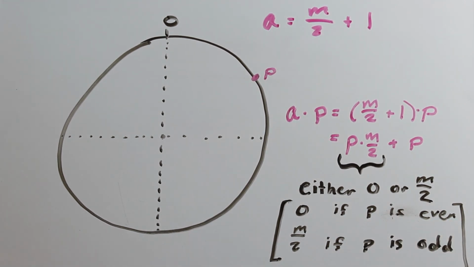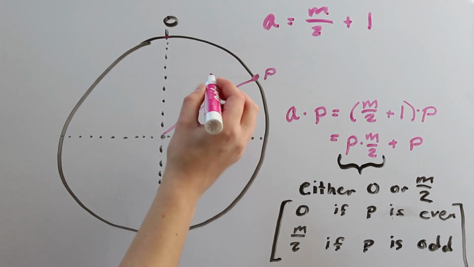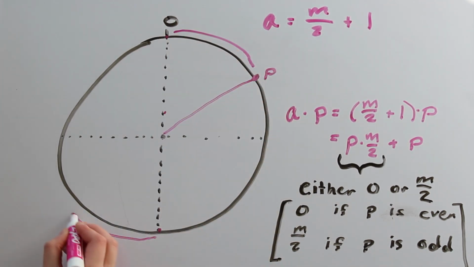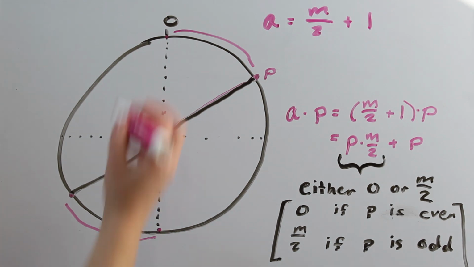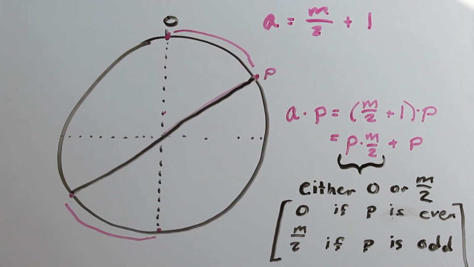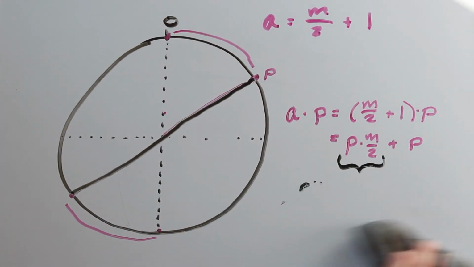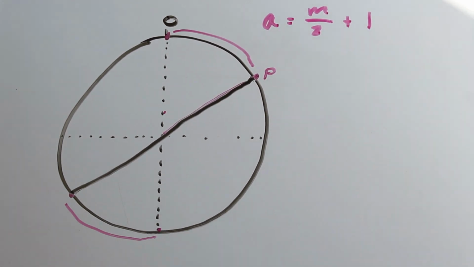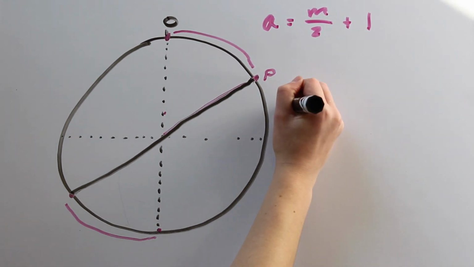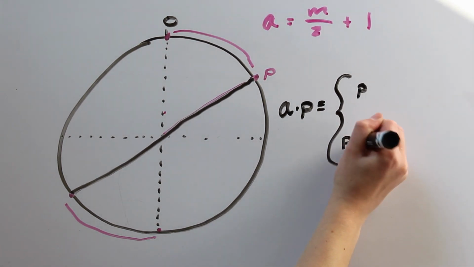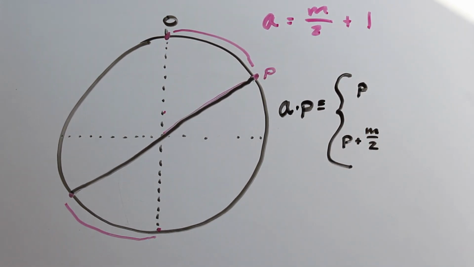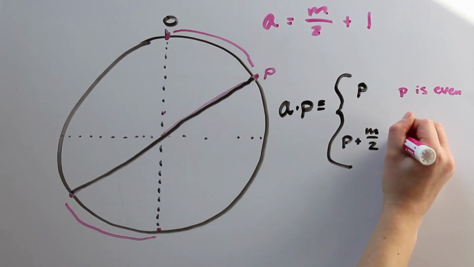So, if P is odd, then P times M over 2 will land on M over 2, and going an extra P points around the circle will be directly across the circle from P. Now, if P is even, then P times M over 2 will land on 0, and adding an extra P points will just bring us back to P, so we don't need to draw a line. So A times P will either land on P if P is even, or M over 2 plus P if P is odd.